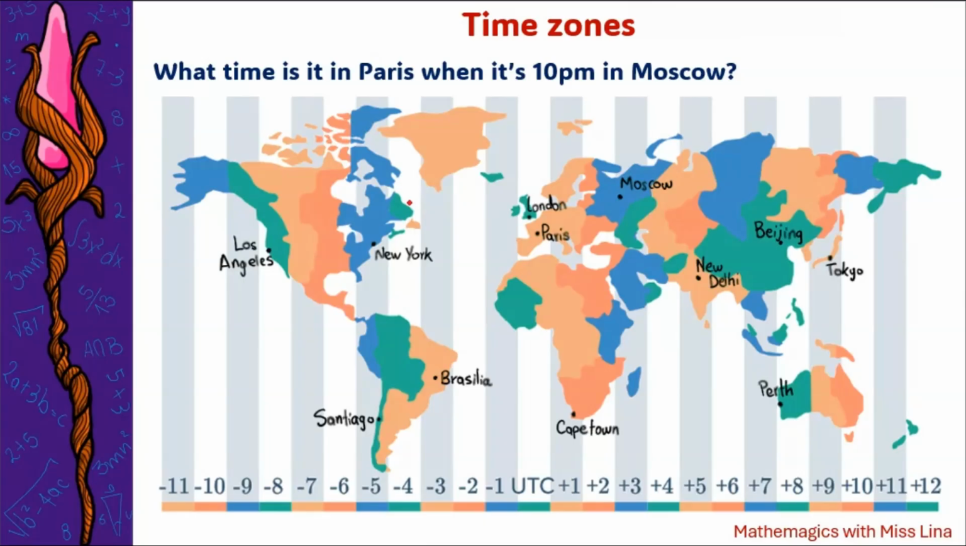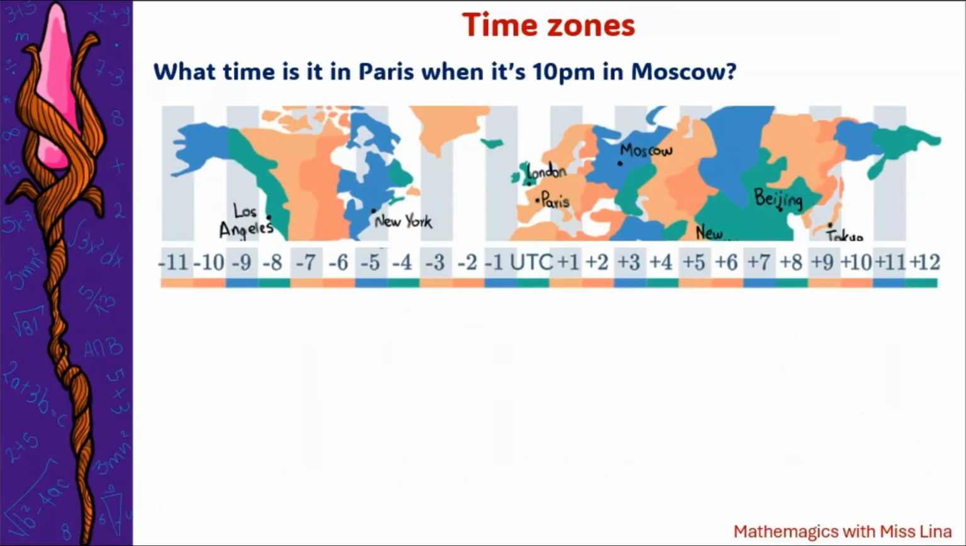Let's check this one. What time is it in Paris when it's 10 p.m. in Moscow? In this case, we're going to need Paris and Moscow. Let's make some space. Paris is here in the time zone +1, and Moscow is in the time zone +3. So the difference between them is 1 and 2 hours. 2 hours. If you want, you can also use the numbers. If in Moscow it is 3 and in Paris it is 1, we just need to find the difference, 2. Since they are both positive, the difference should be just 2.